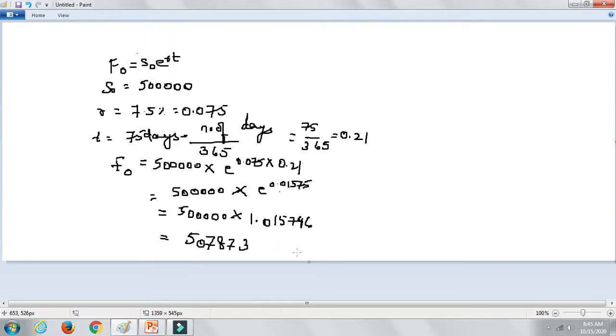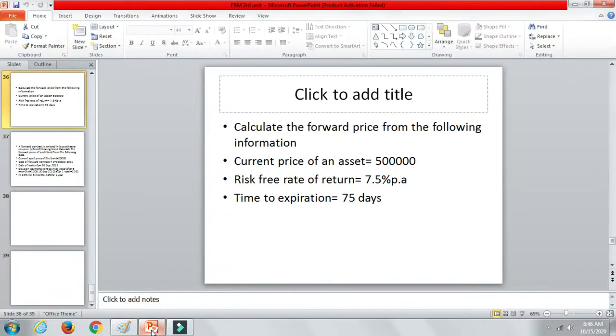So here he asked for the forward price. You just need to substitute. You need to calculate the e power value of 0.015. If you check the table value, you are going to get 1.015746. If you multiply, the forward price will be 5,07,873 rupees as such. Okay, I hope I made this problem clear to all of you. We'll move on to the next question now.